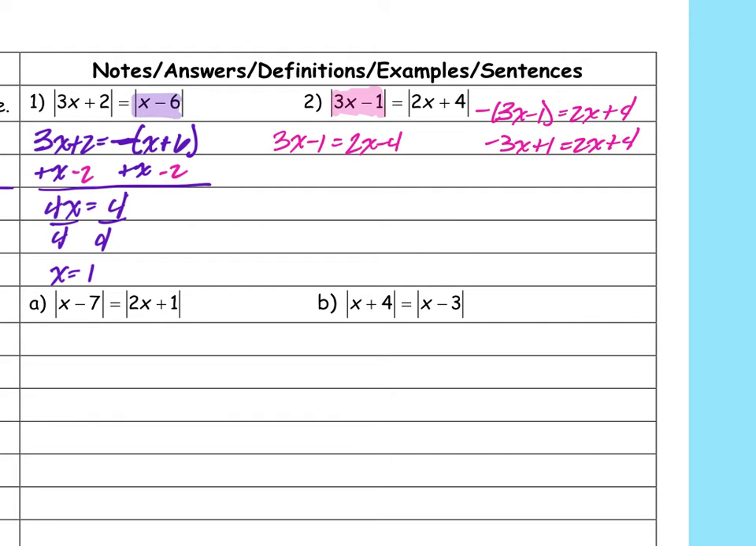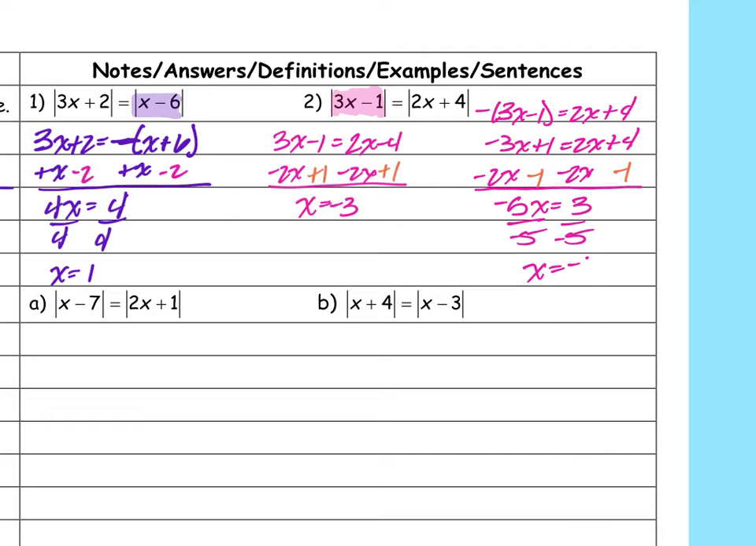So solve for x, subtract 2x, add 1. So I get x equals negative 3. And then on this one, I'm going to subtract 2x. And I'm going to subtract 1. And I've got negative 5x equals 3, divide by negative 5. X equals negative 3 over 5. So I've got two separate answers there.